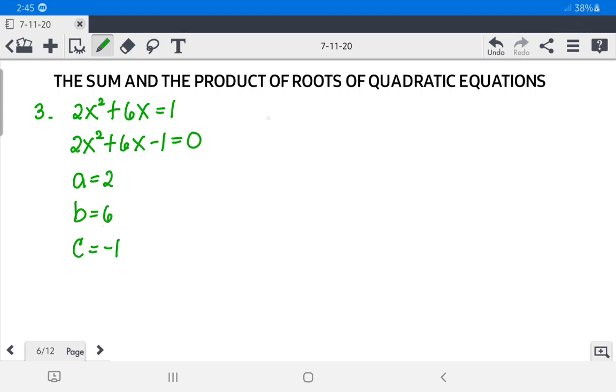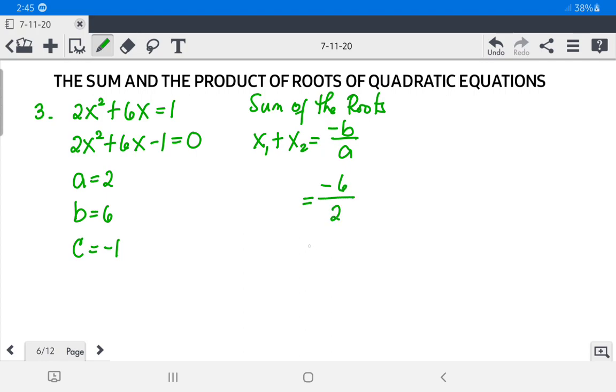Then, for the sum of the roots, x of 1 plus x of 2, that is negative b over a. So, we have negative of value of b is 6 over a is 2. So, we have here negative 3. So, this is the sum of the roots.